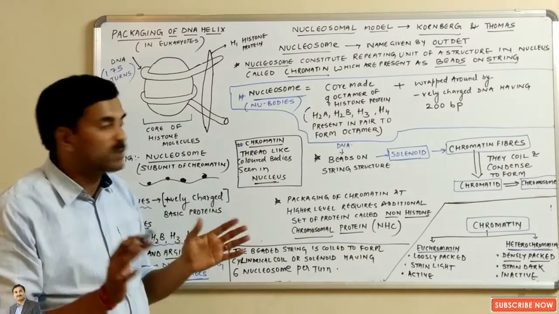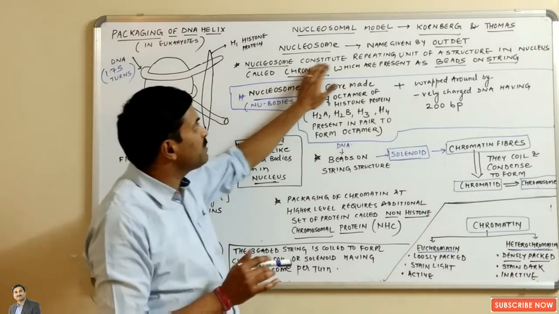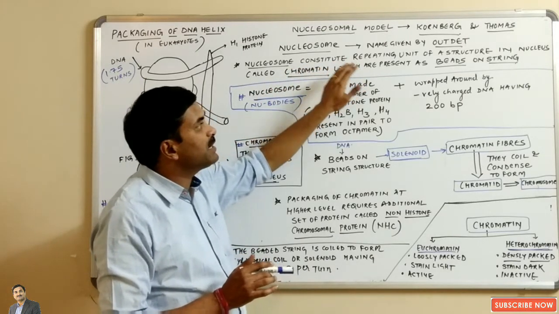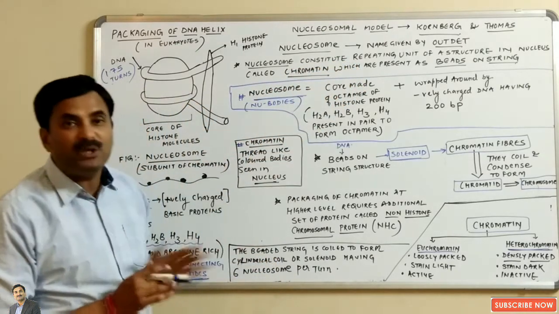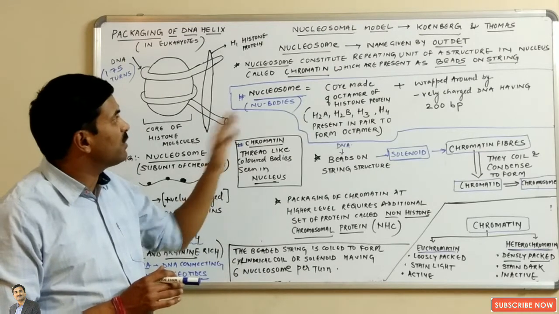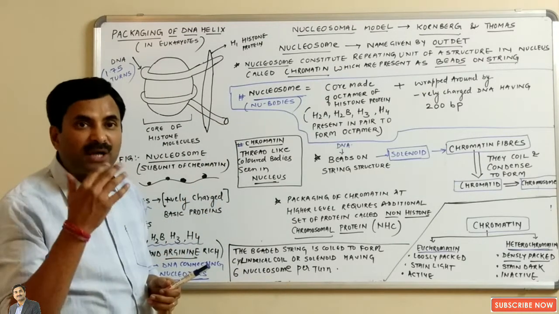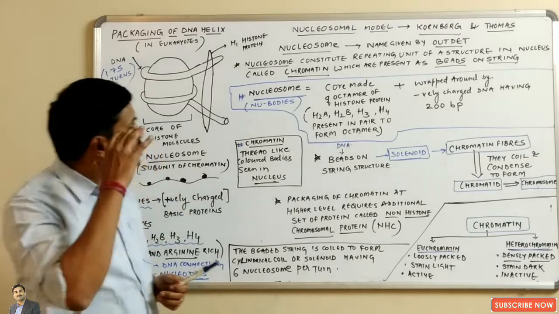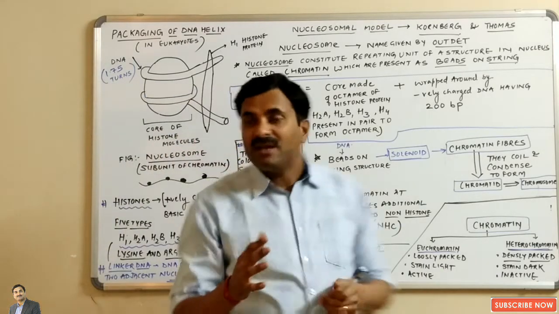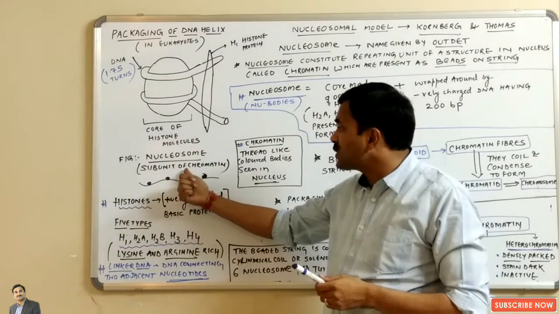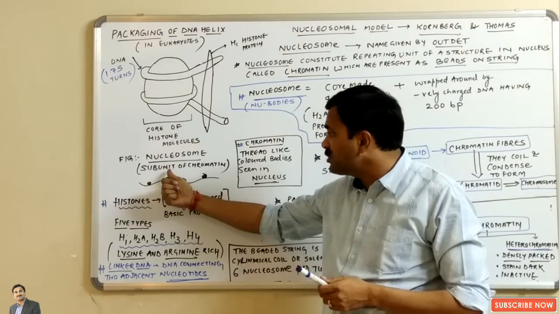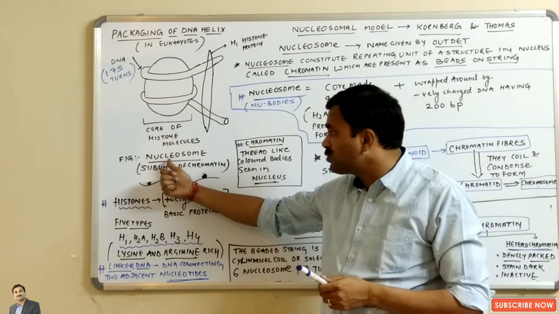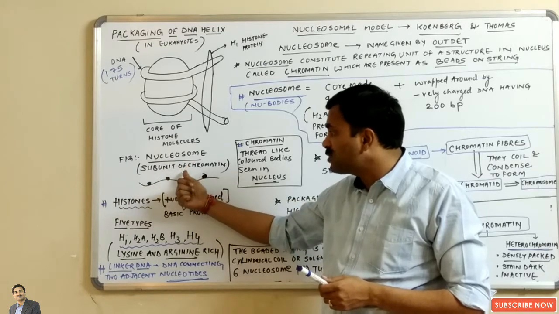What is a nucleosome? Nucleosomes constitute the repeating units of a structure found in the nucleus, and that is called chromatin. That means nucleosomes are the subunits of chromatin. What is a nucleosome? A nucleosome is a subunit of chromatin.